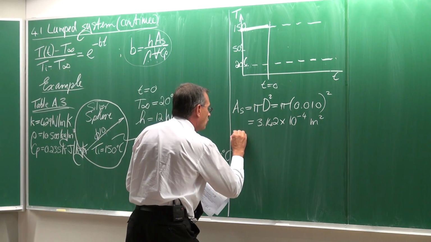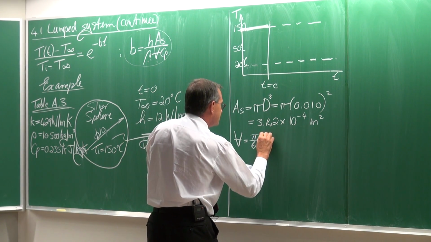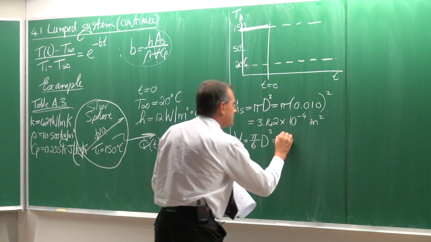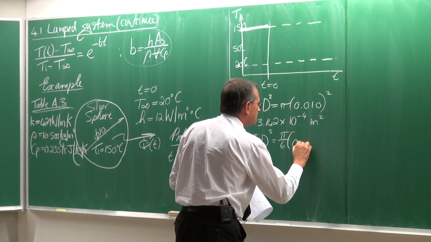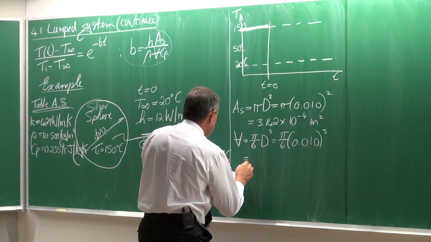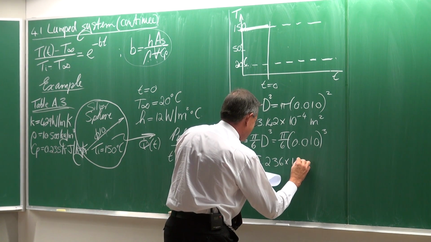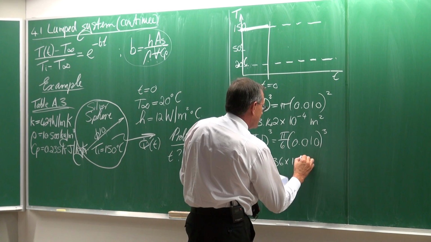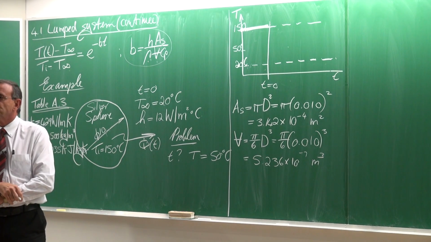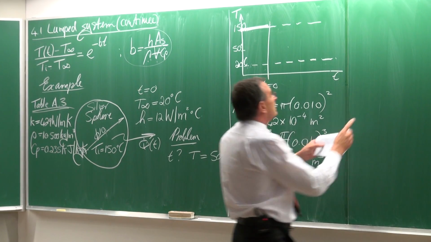Now we need the volume of the sphere. Volume of the sphere is equal to pi divided by 6 d to the third. So it is pi divided by 6. The diameter is 0.010 to the third, and the volume is therefore equal to 5.236 multiplied by 10 to the minus 7 cubic meters. Okay. So let's go and calculate the B value.